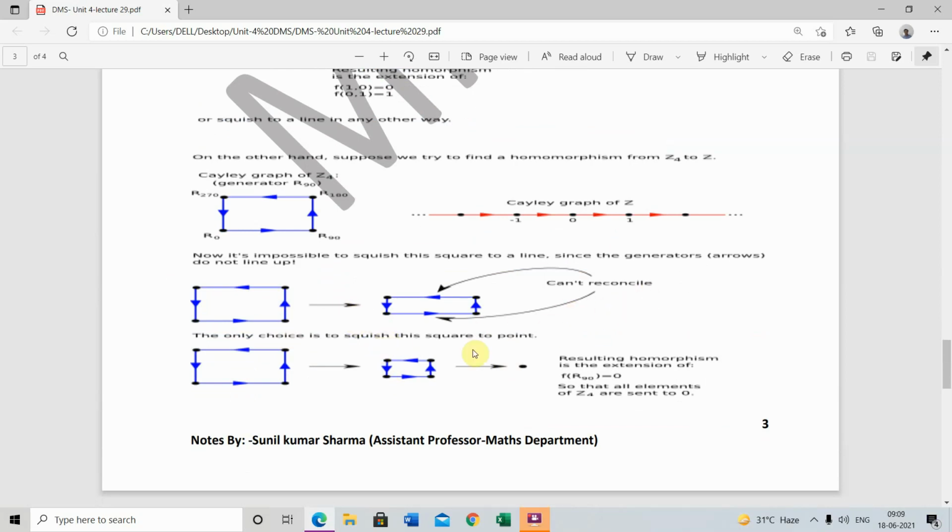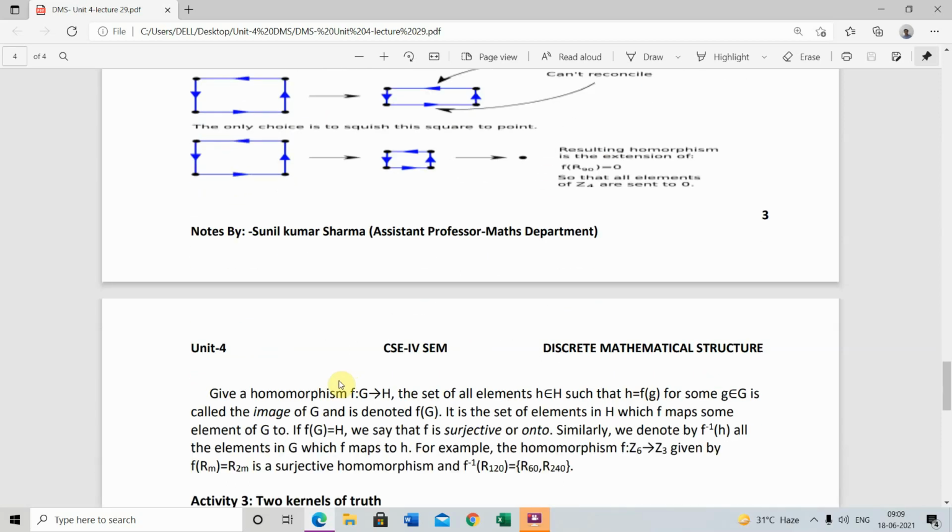Cannot reconcile. The resulting homomorphism is the extension of f(R90) equals 0, so that all elements of Z4 are sent to 0.